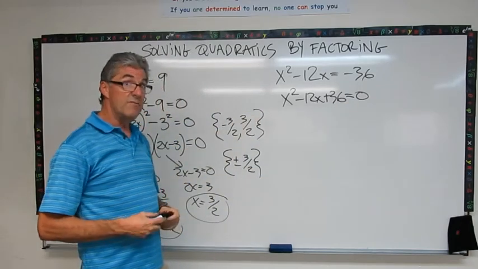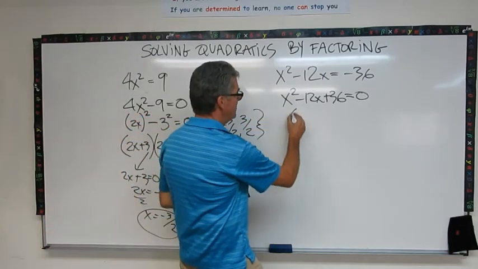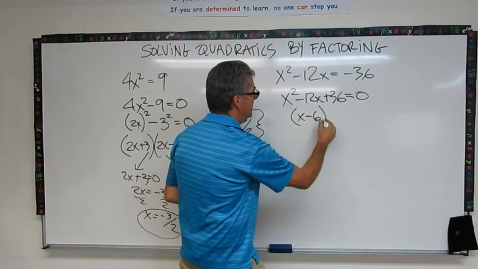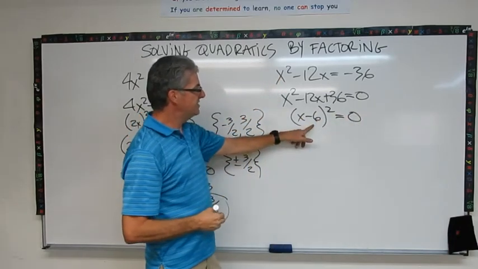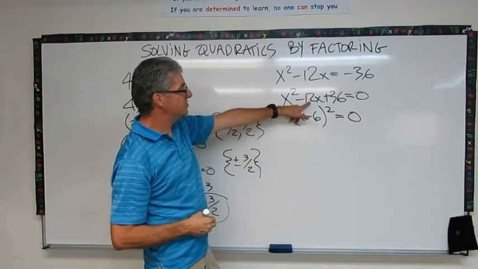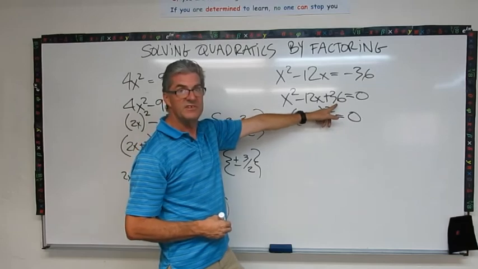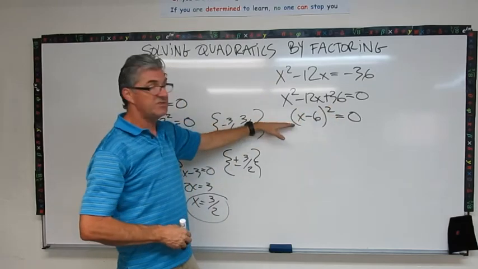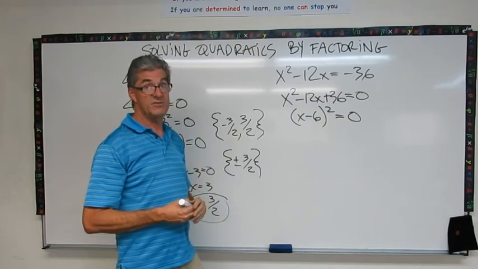Now this one is a perfect squares factoring problem. And it's going to wind up being x minus 6 squared is equal to 0. Because negative 6 plus negative 6 is going to give me minus 12, and negative 6 times negative 6 gives me positive 36. So if you need to review the perfect square factoring pattern, please do that. I have a whole video that's devoted to how to do that.